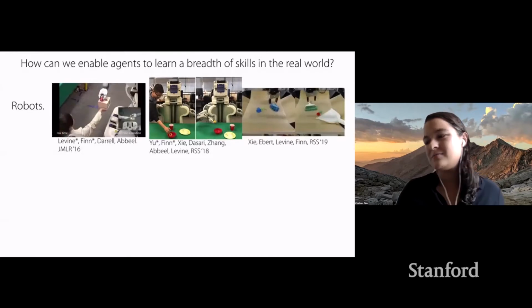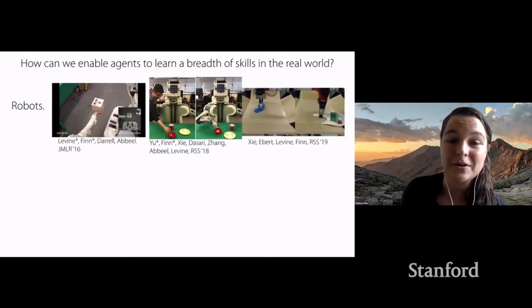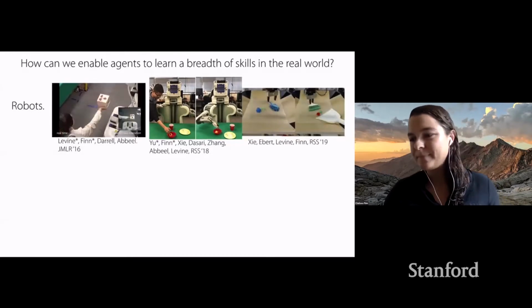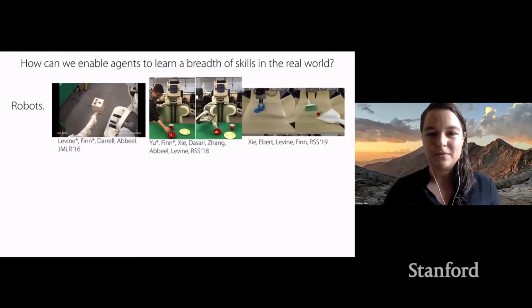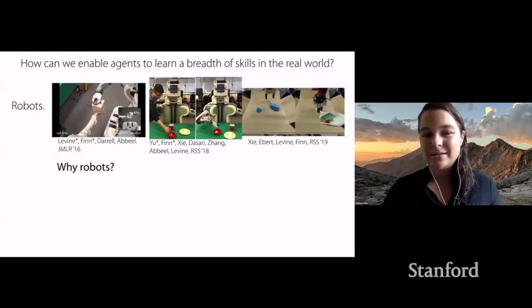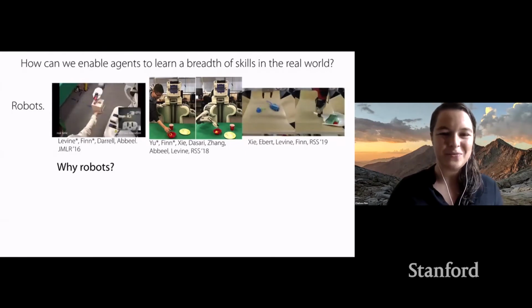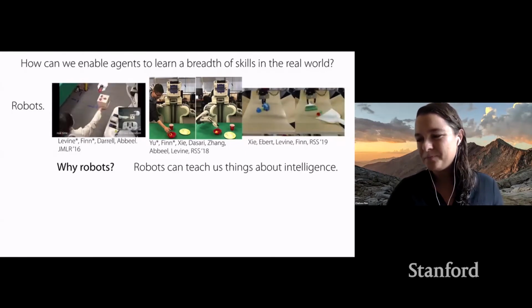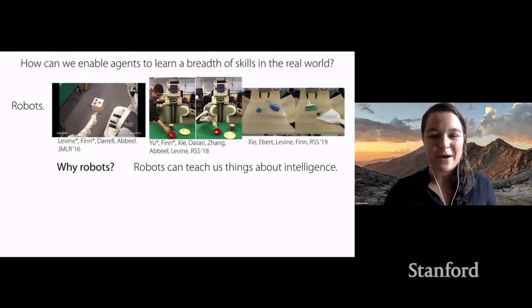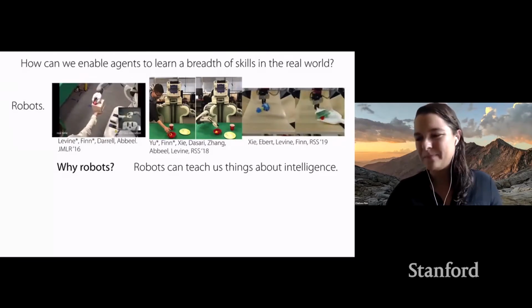And also robots that can figure out how to use tools to accomplish tasks. So these are examples of some of the work that we've done on robots. And you might ask, well, why should we work with robots? It seems like robots are a lot of work to deal with. But I think that robots can teach us things about intelligence and what it means to be intelligent.